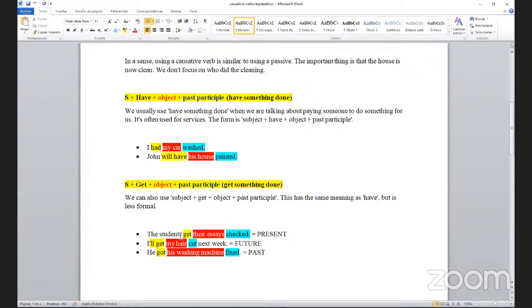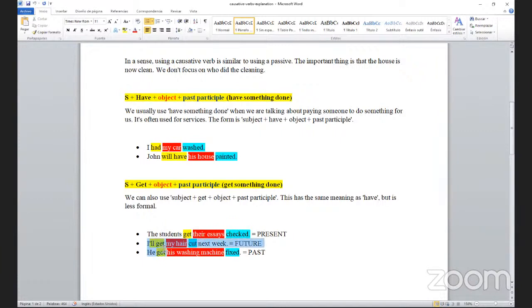Maybe if it is singular, like the student, it is like a third person. In that case, we have to use S: gets. In this case, the students get their essays, the object, and the past participle checked, right? That somebody else checks their essays.